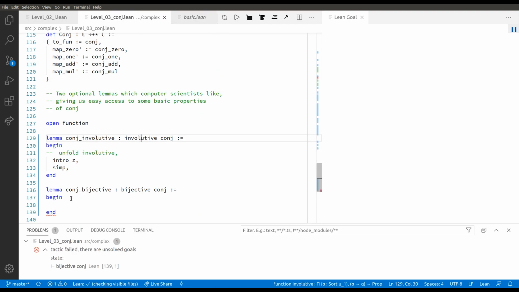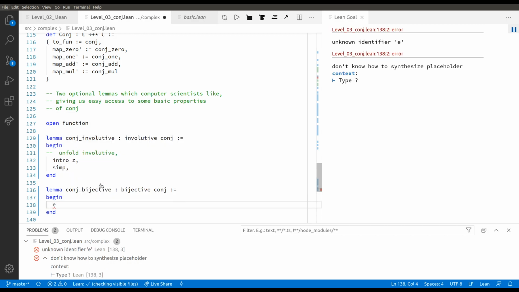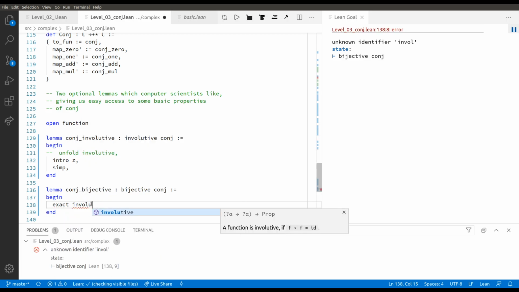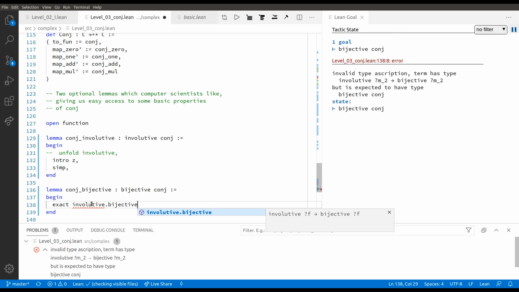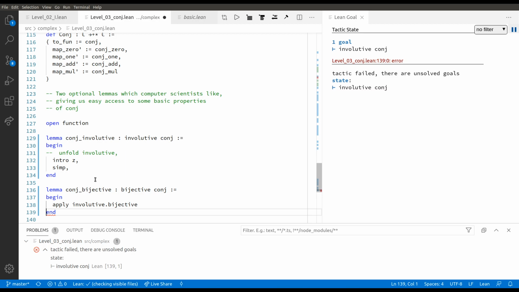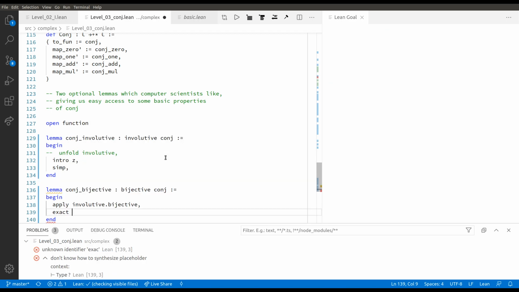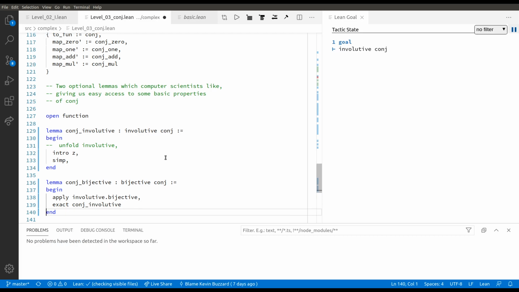So it seems to me that we can prove this by exact involutive dot bijective, and we can't. And why have I? Oh, involutive bijective. Oh, I see. And then we want. Oh, we should apply it, of course. Apply involutive bijective. And so now instead of having to prove it's bijective, we just have to prove it's involutive, and that's now exact conj involutive. So there we go. Sorry I'm slightly over time, but that's the end of that.